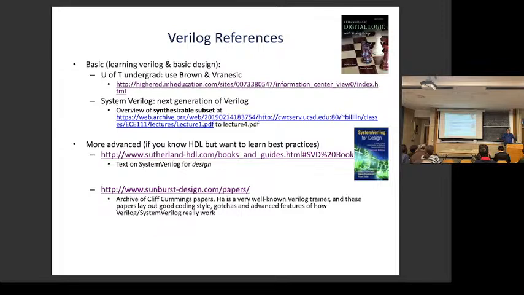Another advanced reference, if you're curious: Cliff Cummings is another well-known Verilog trainer. These are papers that he has written on good coding style in Verilog, like gotchas, things to do and not do. Again, you don't have to read them for this course. We're not going to be writing things that advanced, but if you want to improve your skills, you might go look at them.